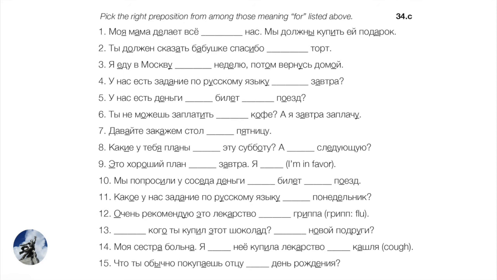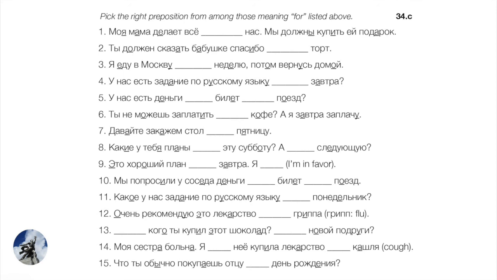Okay, number four. У нас есть задание по русскому языку blank завтра. And now I realize this is a question. Okay, so we're talking about an assignment for tomorrow. That's going to be на. Right? У нас есть задание по русскому языку на завтра. Now, note again, the point of this question is, do we have an assignment or not? So the crux of the question is есть. And for that reason, the intonation rises and falls sharply on that word. У нас есть задание по русскому языку на завтра?